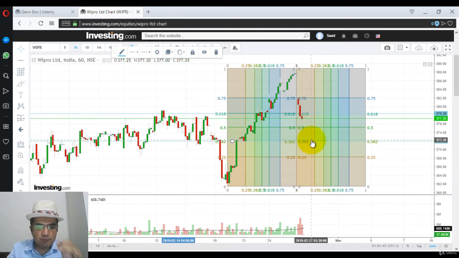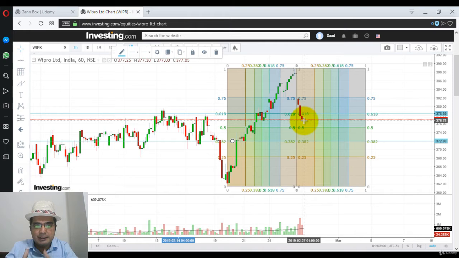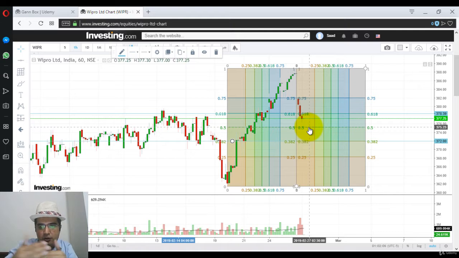Now you can aim for this level, which is 372. So you can exit around 373. It's easy. It can be done. But if you look closely from 377 till 375.40, that's about 1 rupee 50 paisa of gain. So basically, it's not a big deal.